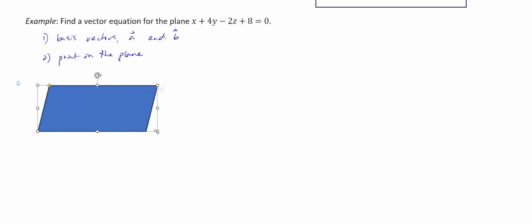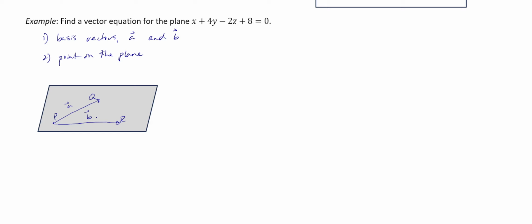So I'm just going to make a plane right here, okay? And you'll see that I need 3 points, like P, Q, and R, to generate a plane. So PQ would then become my basis vector A, and PR would become my basis vector B. So how do I get 3 points on this plane? Well, literally, I can just use the scalar equation of the plane.